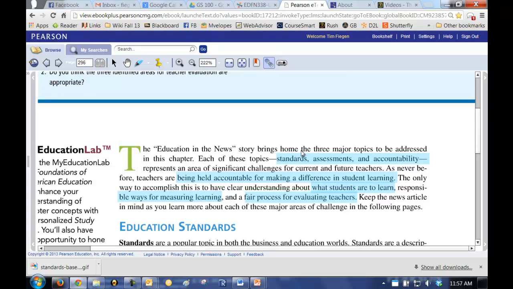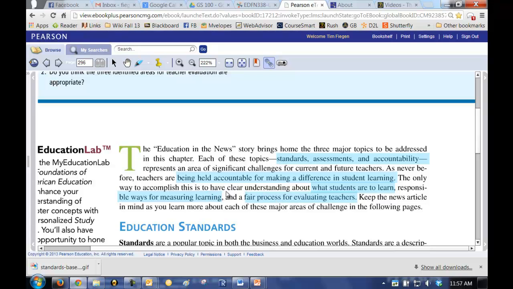The Education in the News story brings up the three major topics to be addressed: standards, assessment, and accountability. Being held accountable for making a difference in student learning, that's the standard. It used to be that you were accountable for teaching. Now you're accountable for student learning. Fair or not, that's the change in the profession in the last 10 to 15 years.